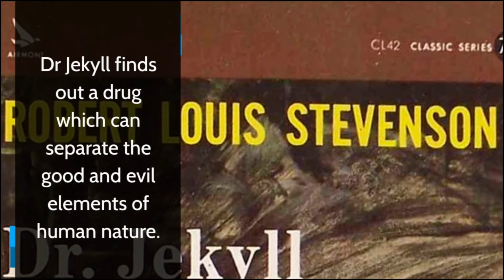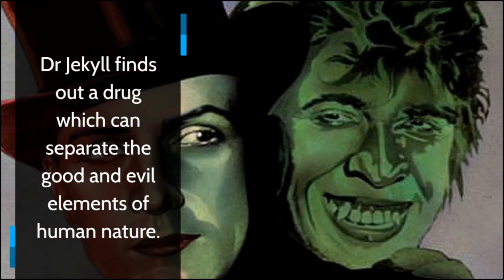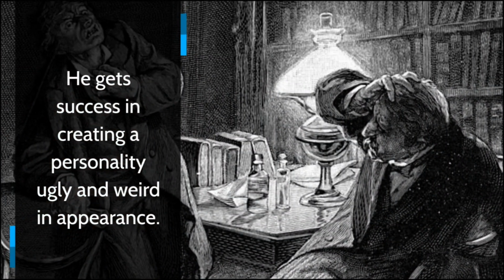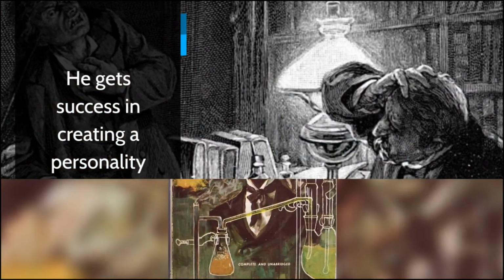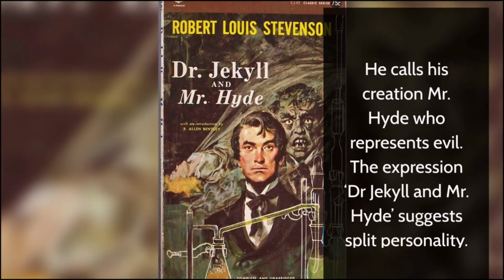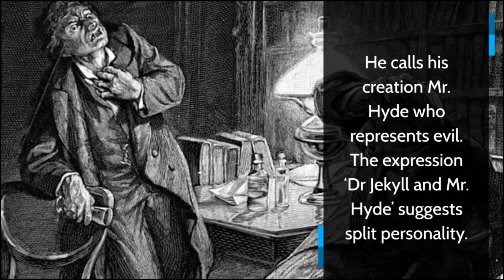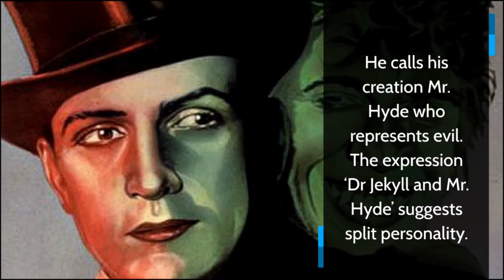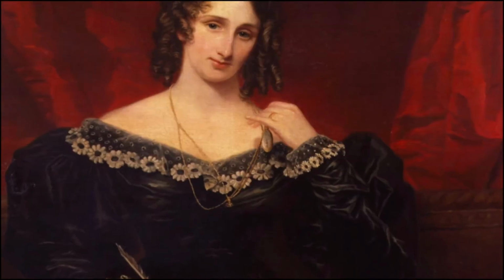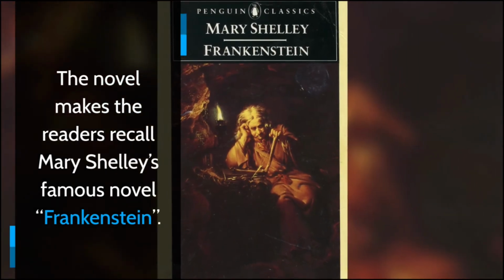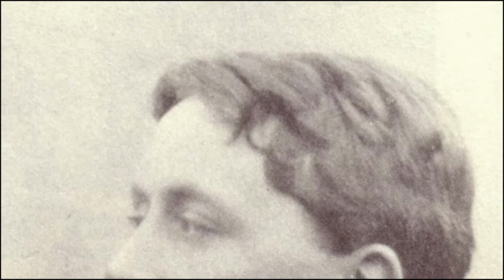Dr. Jekyll finds out a drug which can separate the good and evil elements of human nature. He gets success in creating a personality ugly and weird in appearance. He calls his creation Mr. Hyde, who represents evil. The expression Dr. Jekyll and Mr. Hyde suggests split personality. The novel makes the readers recall Mary Shelley's famous novel Frankenstein.